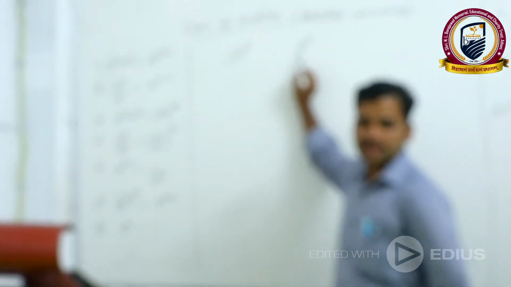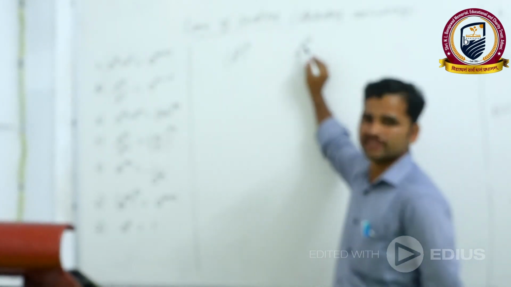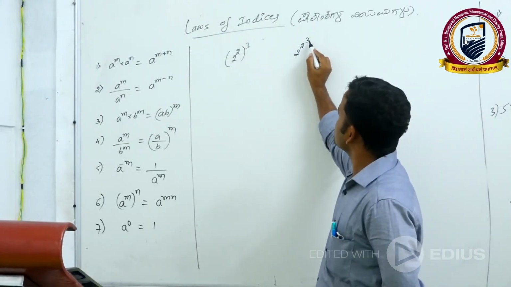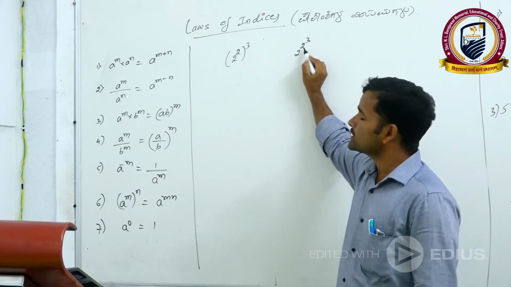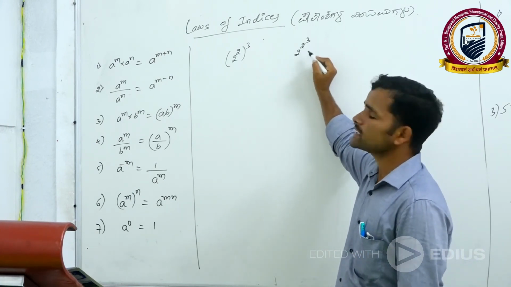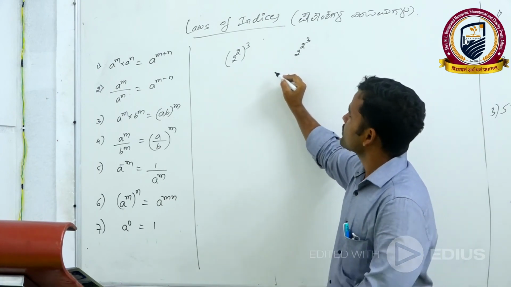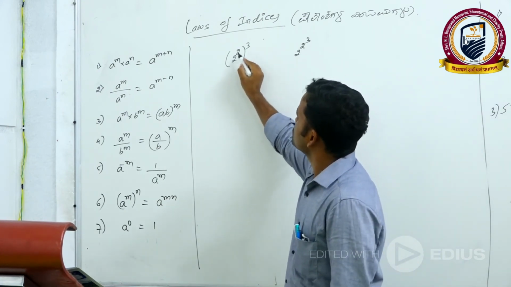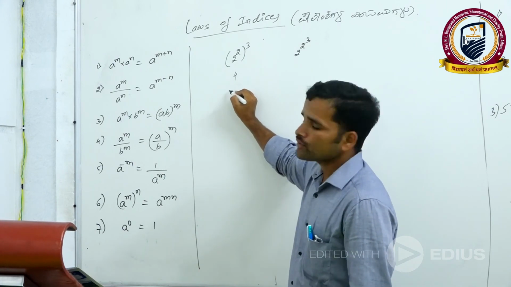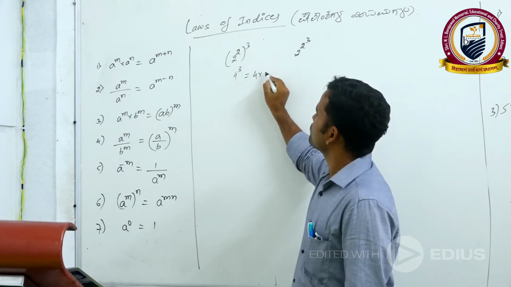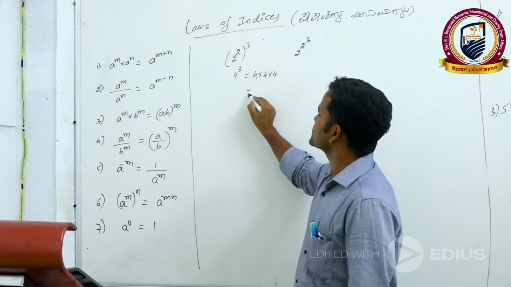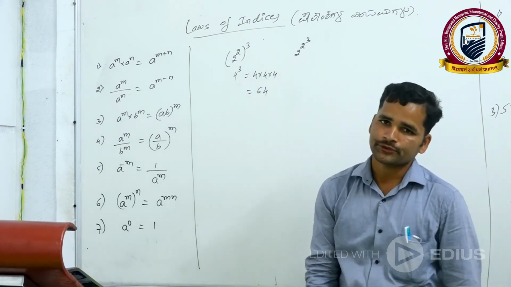But here what happens? 2 raised to 2 raised to 3. In the sense, this 3 is only for the exponent 2 here, not for the base. This base is alone really. So we can observe the difference also. 2 raised to 2 in the sense of 4. 4 raised to 3 is the answer. How much is 4 raised to 3? 4 into 4 into 4, this is nothing but 64.